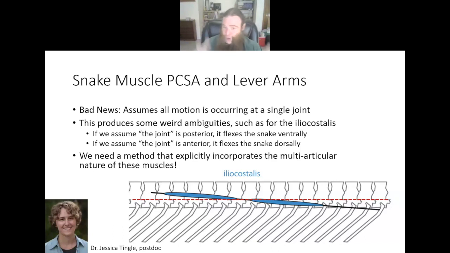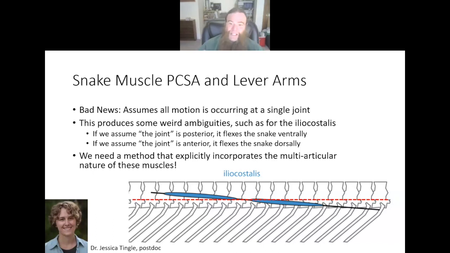But if we assume the joint is over here on the posterior side of the snake, on the left of the screen, then it flexes the snake ventrally. If we assume the joint is up in the anterior portion of the snake on the right of the screen, it actually flexes the snake dorsally. And that's bizarre, and it shouldn't work. And ultimately, the reason is that it is a mathematical fiction, that it's a snake. It doesn't move at just one joint. It moves at lots of joints. That's sort of the whole point of a snake, is having lots and lots and lots of joints.